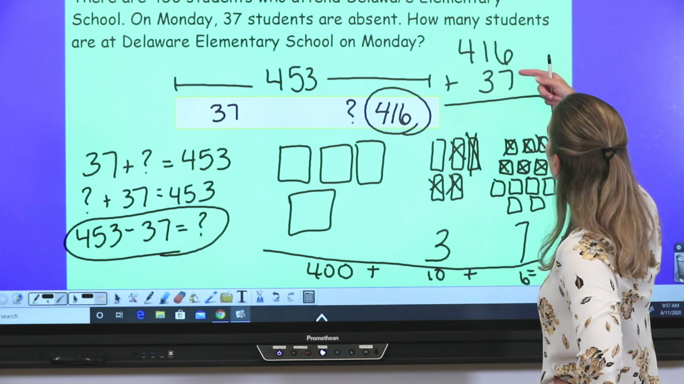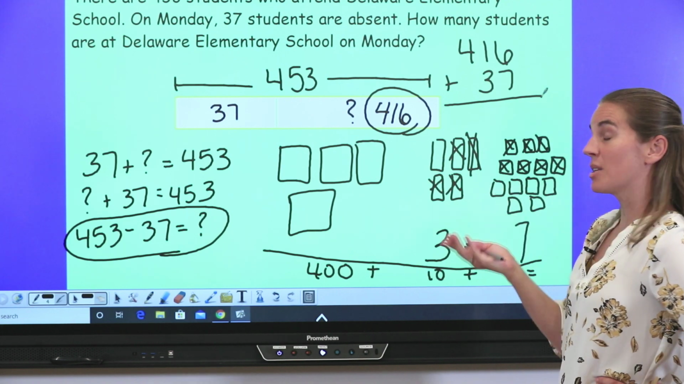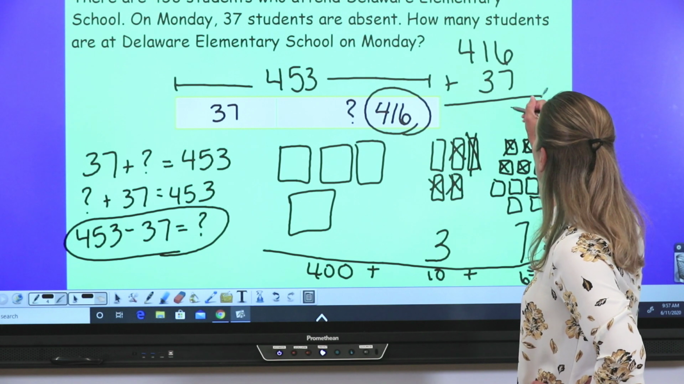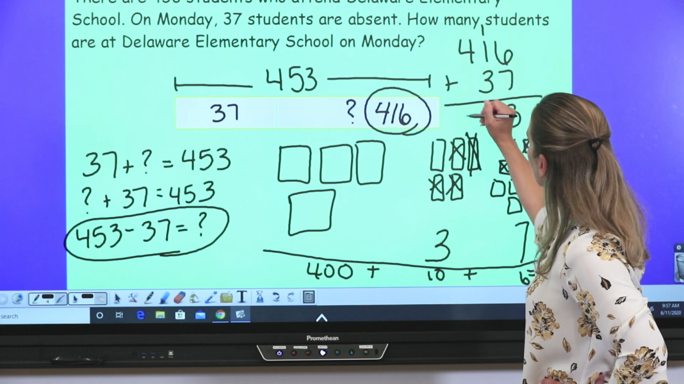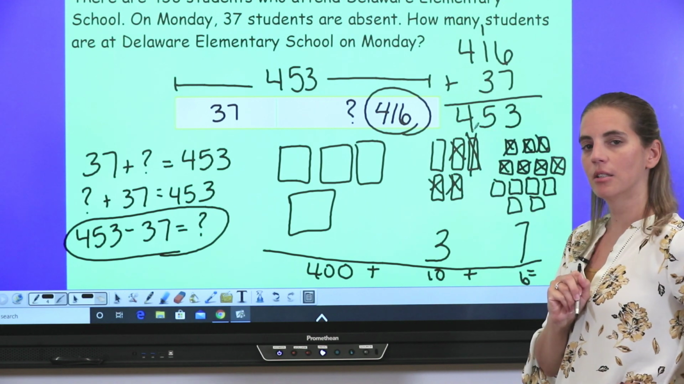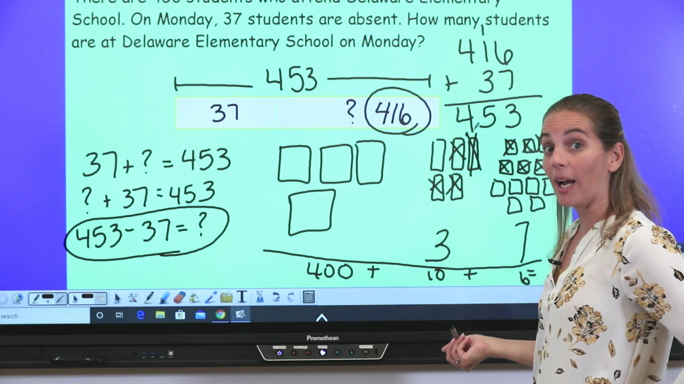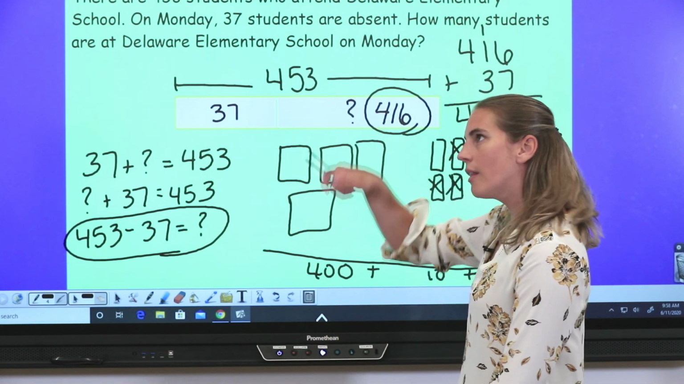So let's check that. 6 plus 7. Well, I know that 7 plus 7 is 14, so if I do 6 plus 7, I get 13. Okay. 3, 4, 5. Oh, look, our math is right, 453. That seemed kind of wrong for a minute, didn't it? Sometimes that happens in math, and we have to go back and check our answer to make sure that we're correct. You did a great job on this one. Look at all that math.